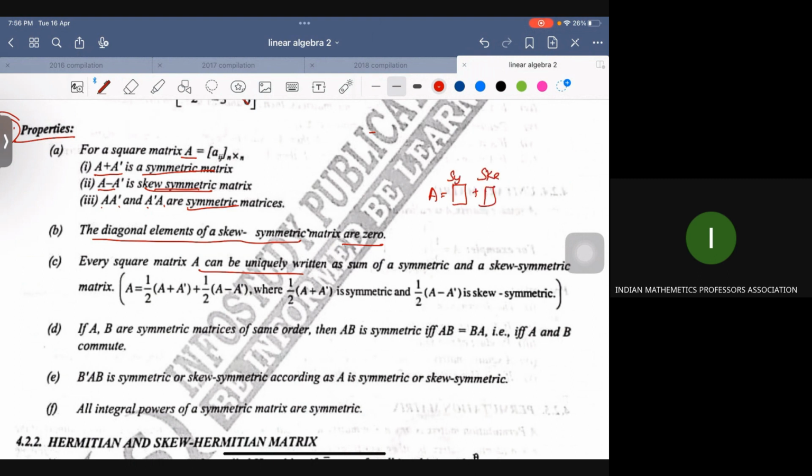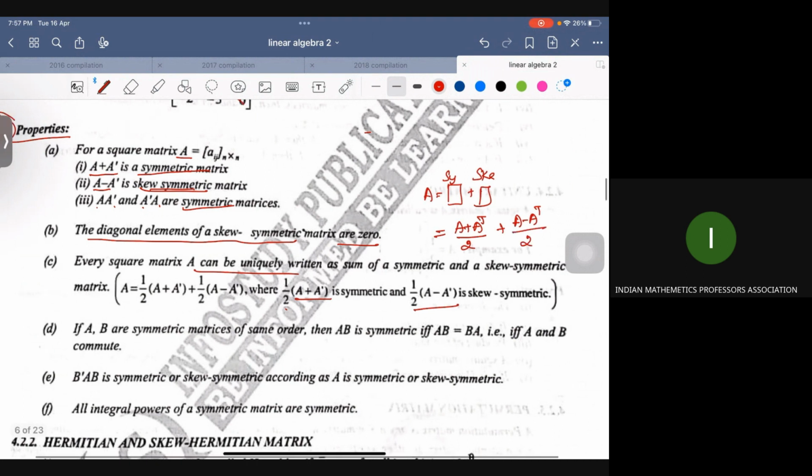So the symmetric matrix will be of the form A plus A transpose by 2, and the skew symmetric is nothing but A minus A transpose by 2. We know that A plus A transpose is a symmetric matrix, and we are multiplying the scalar 1 by 2. We also know that A minus A transpose is a skew symmetric matrix, and we are multiplying by the scalar 1 by 2.